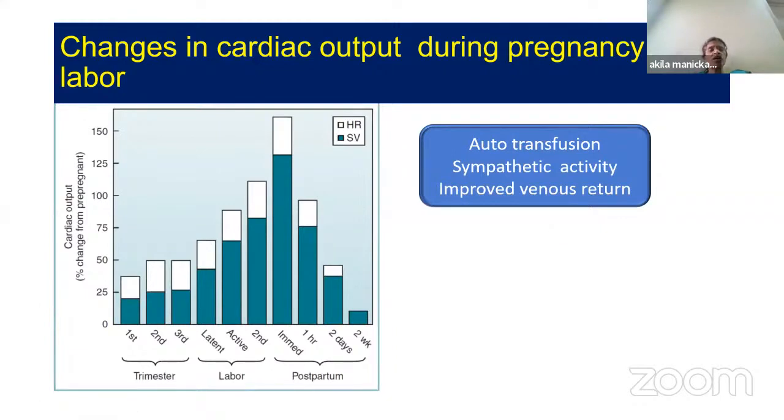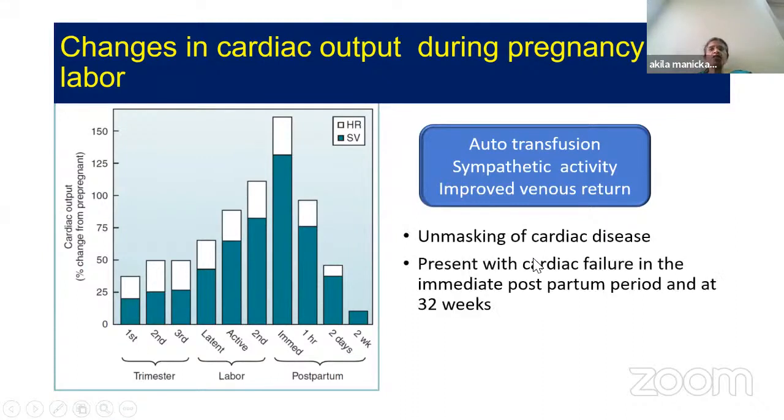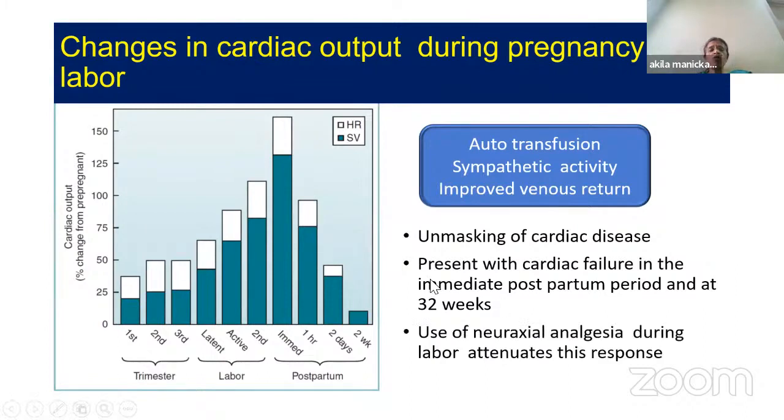So in a patient who has got cardiac disease, this is the phase where they will go into pulmonary edema. And there can be unmasking of cardiac disease, something like a peripartum cardiomyopathy, or when there is overzealous administration of fluids and syntocinon during the third phase of labor, it can trigger pulmonary edema. And so how do we avoid these increases? This major increase in cardiac output that occurs during the latent phase and the active phase, in the second phase of labor, and in the immediate postpartum phase, are ultimately the reasons for cardiac decompensation.